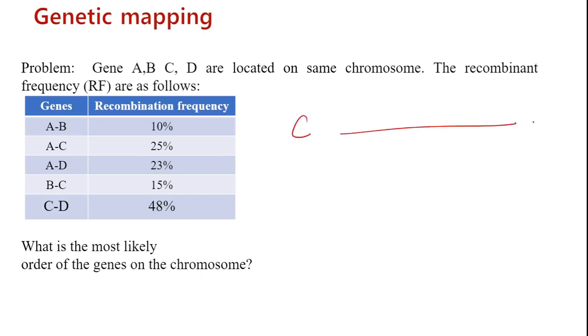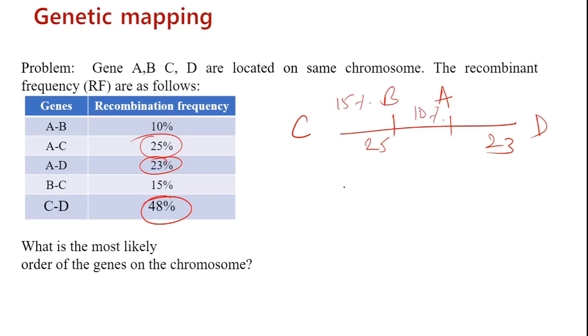So C and D will be extreme here, 48%, and the next one, lesser than that, is 25%. AC, that means A will be here, and then AD will be there. AD will have 23 here, 25 here, and then BC will be there. BC will have a lesser distance, 15%. Like that, BA will be there, and then 10%.